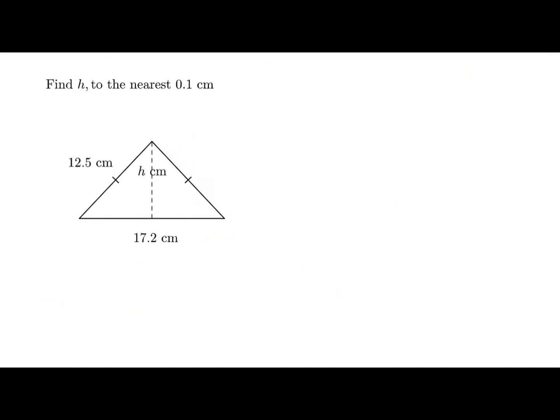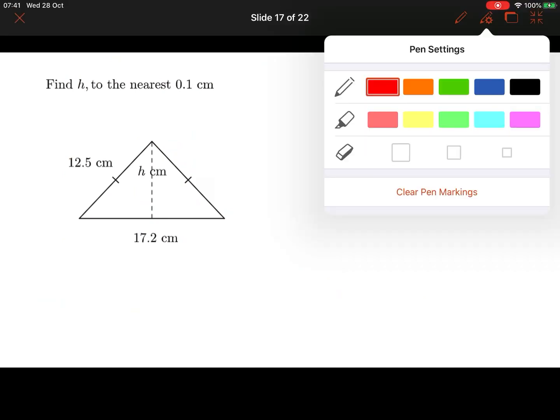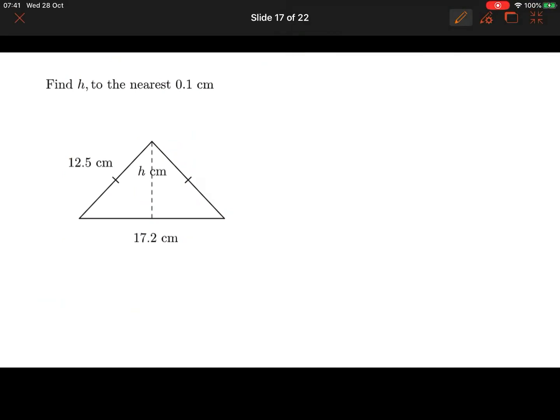Let me know if you've got any issues. Here's a bit of an easier question. See if you can find the height of this triangle to the nearest 0.1, so that's 1 decimal place. Stop your video and have a go. Again, it's isosceles. So when I cut this down here, I get a right angle, and I know this is exactly half. So half of 17.2, you may need a calculator, is 8.6 centimetres.